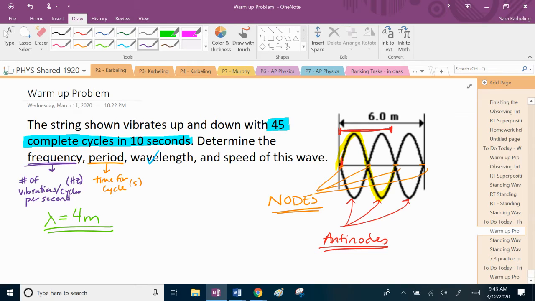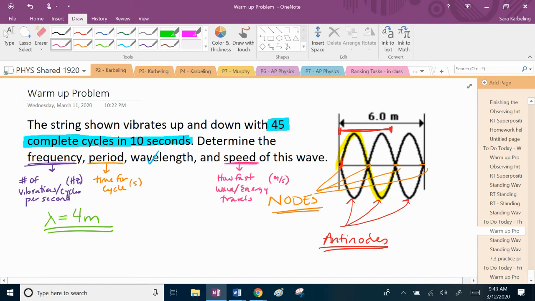Okay? Frequency is the number of vibrations per second. Period is the time per cycle. Hey, what's speed? Velocity, or the speed. Yeah. How fast the wave or the energy travels. What are the units for that? Meters per second. All right.